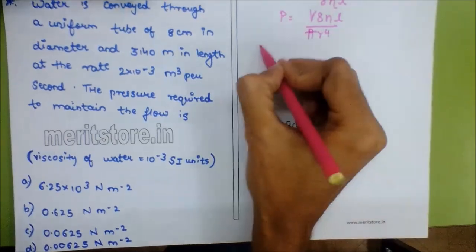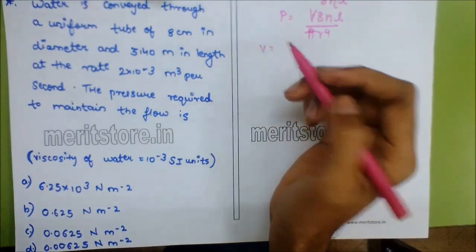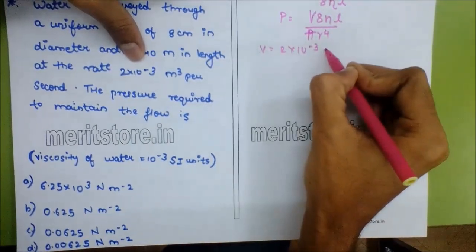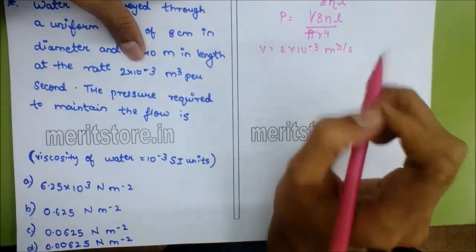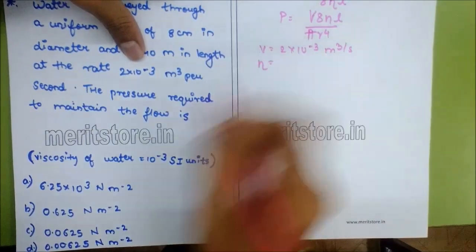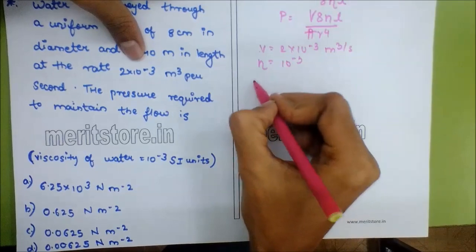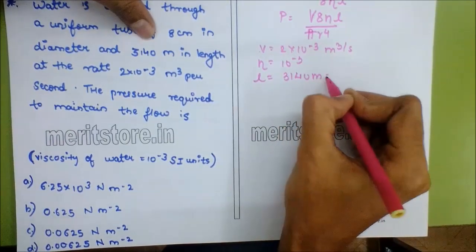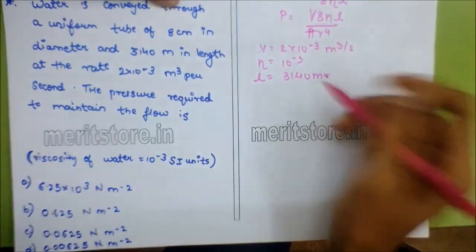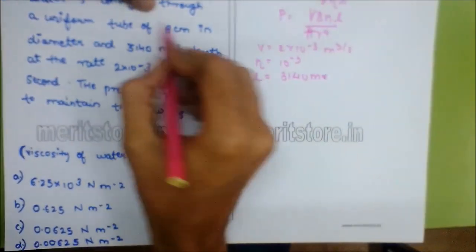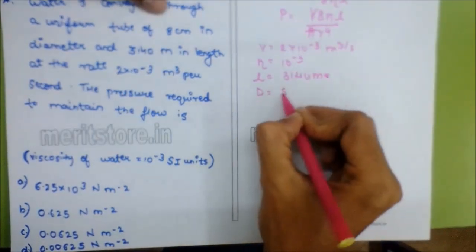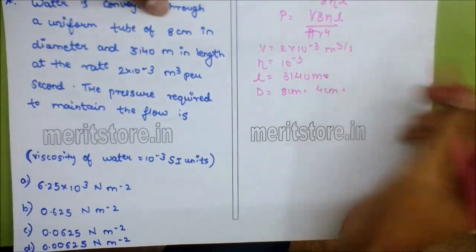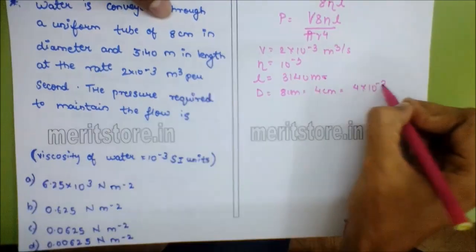Here V is the rate of flow, which is given to be 2 into 10 raised to minus 3 meter cube per second. Then we have eta, the viscosity, that is 10 raised to minus 3. Then we have the length, which is 3140 meters, and it is in meters, so no problem for that. Then we have the diameter of the tube d, which is 8 centimeters. We can find the radius to be 4 centimeters, and convert it into meters, that is 4 into 10 raised to minus 2 meters.